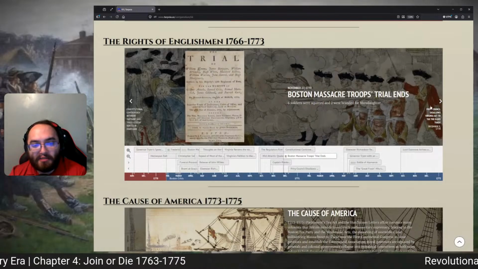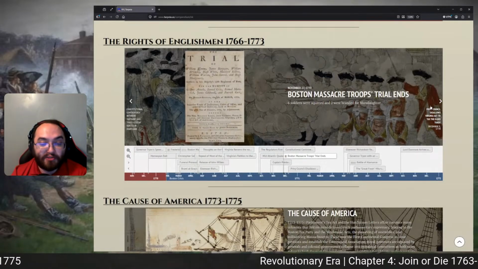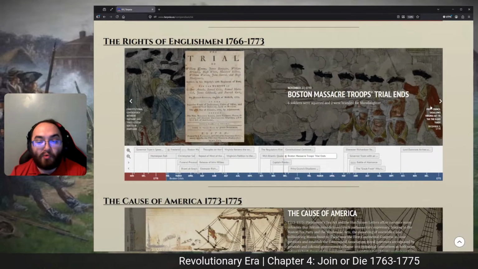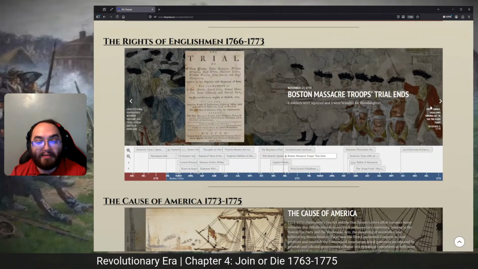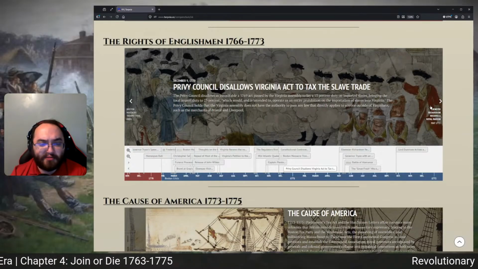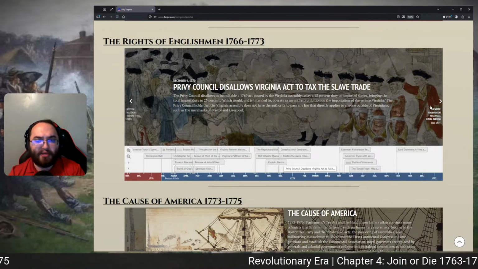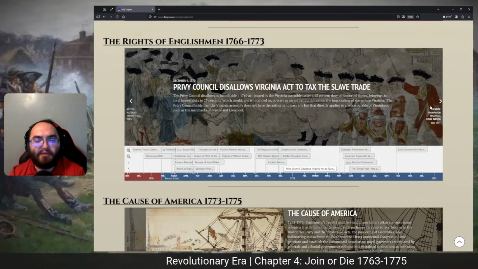And so the Boston Massacre trial for the troops. The 6 soldiers were acquitted and 2 were branded for manslaughter. And then you have the Privy Council in England disallows the Virginia Act to tax the slave trade.